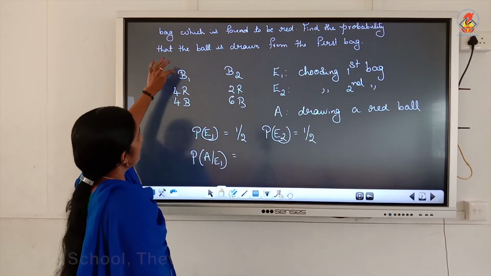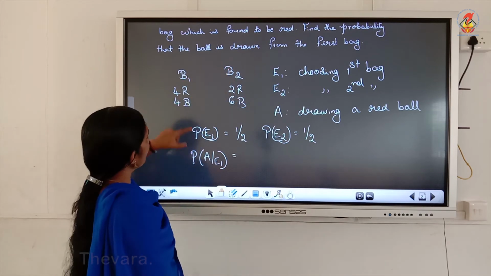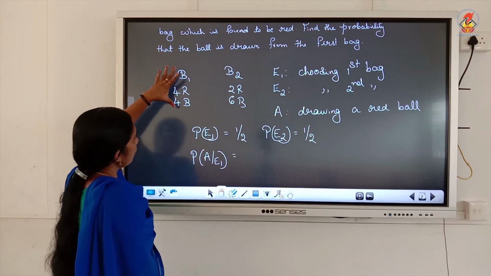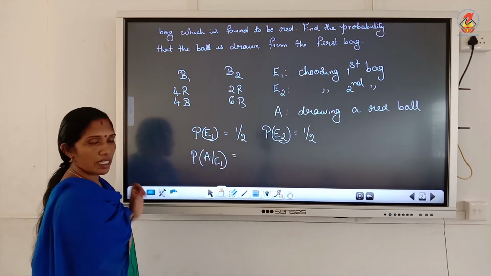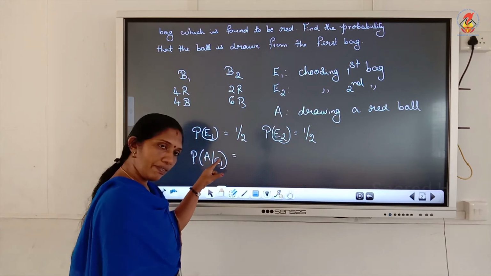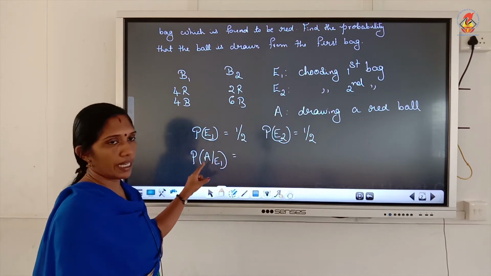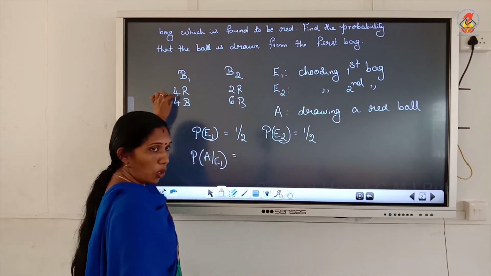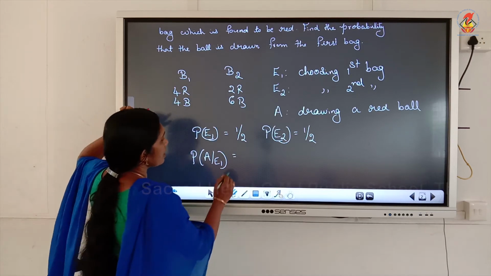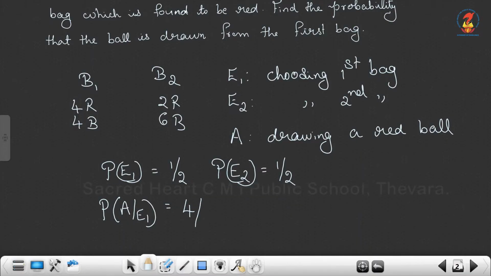So, looking at this B1 and B2, A given E1 means selecting this first bag. Okay. So, in first bag how many red balls are there? 4 red balls. So, P of A given E1 means the probability that we are taking a red ball from bag 1. Okay. So, its probability is 4 out of total number of balls 8. It is 4 out of 8.